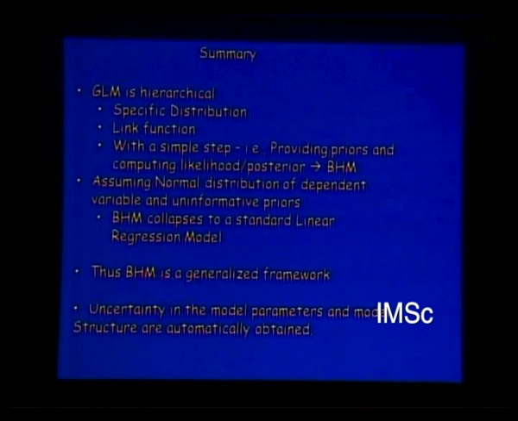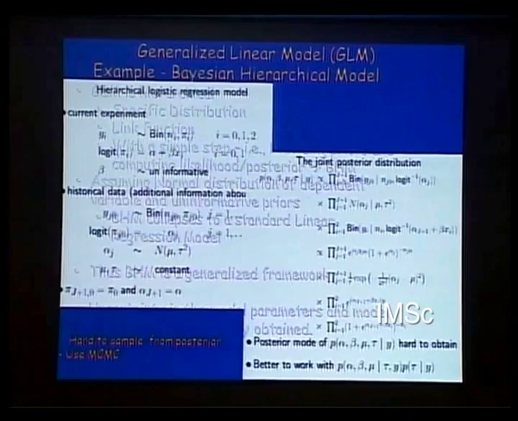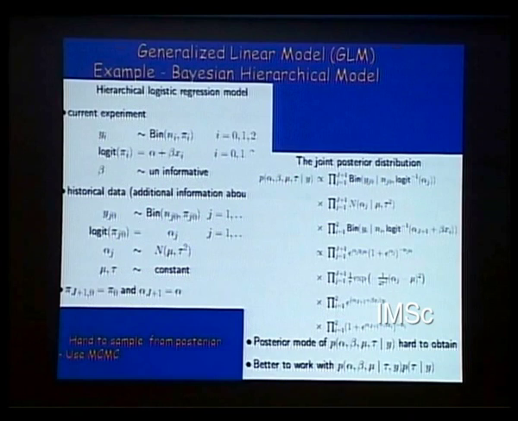Okay. The other thing that is attractive here is that it enables you to add in uncertainty in your model parameters, and also uncertainty in your model structure, fairly automatically. That's something I'll try to pull out during the examples. Okay, so here's an example of a full write-up of Bayesian hierarchical modeling in the context of a logistic regression, and that will be my first application.